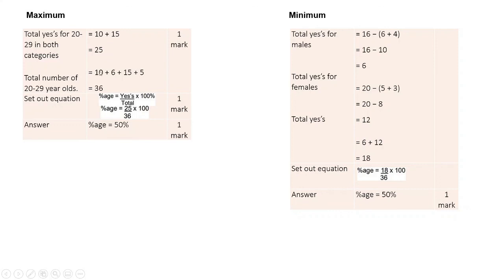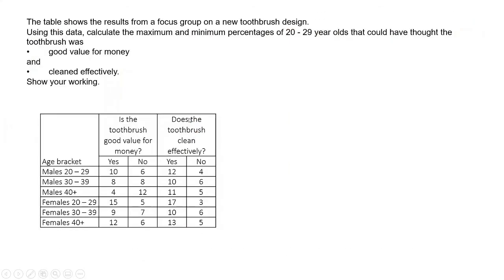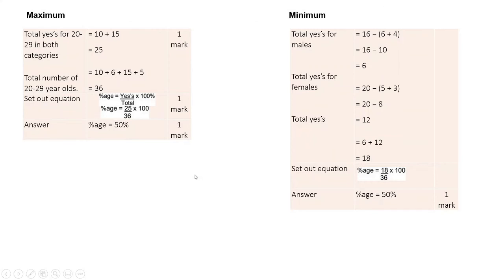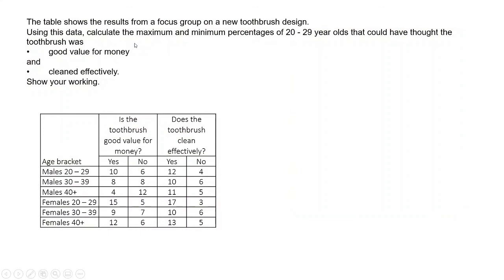So then what we're going to do, total number of 20 to 29 year olds. So we're going to add how many people are there. So 10, 6, 12, 14. So again, I don't know where I got 15 from. I do apologize, everyone. It's rather embarrassing. So basically, wherever there's 15, it should be 12. Okay, but for argument's sake, let's just say that 12 there is 15.